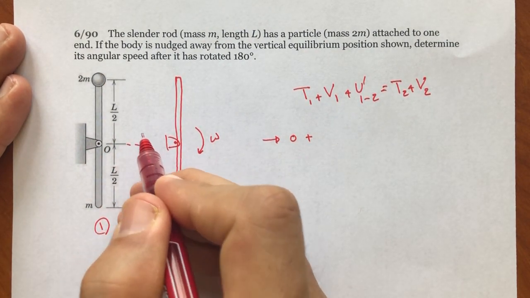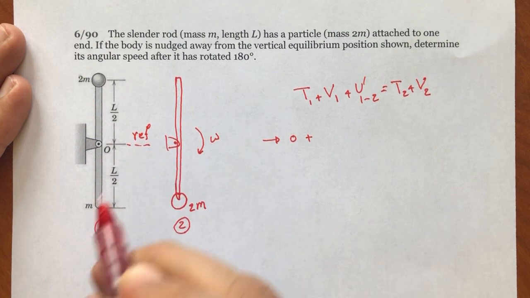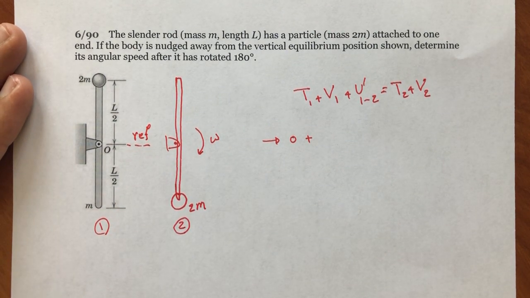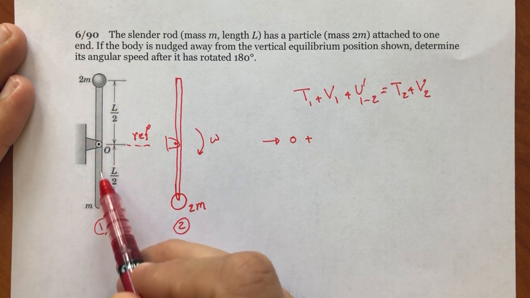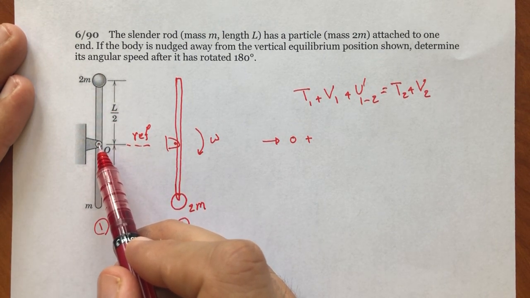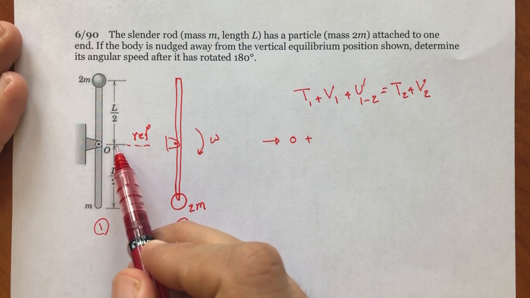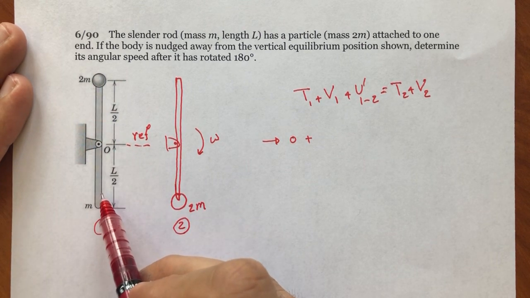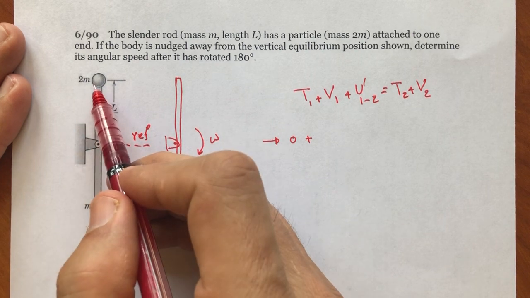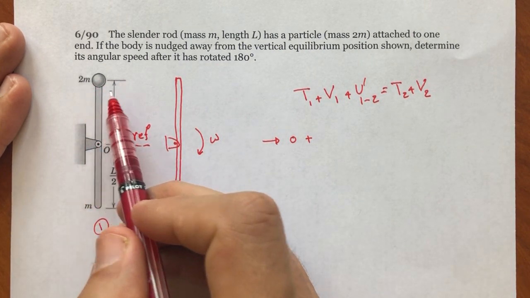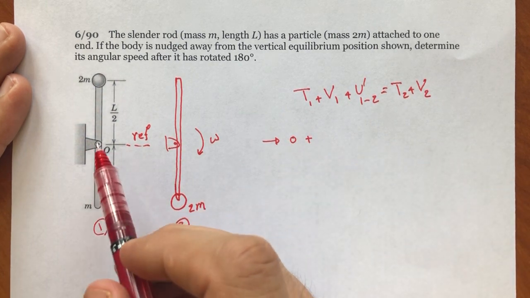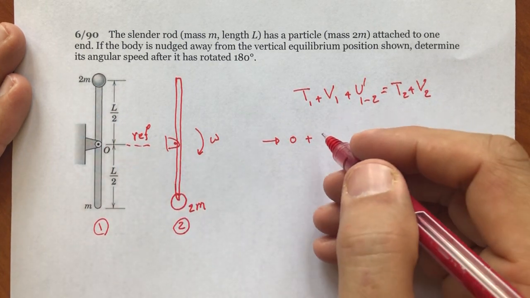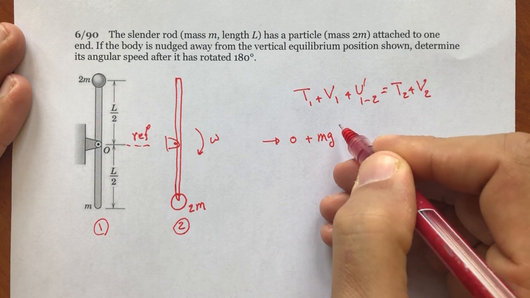If I put my reference line here, again, you can put it anywhere you want, but I'm going to put it here. The height of the centroid of the bar is going to be O, so potential energy for the bar itself is 0. Potential energy for this lumped mass is going to be 2m times height of it, L over 2. So it's going to be 2mg times L over 2, or mgL.